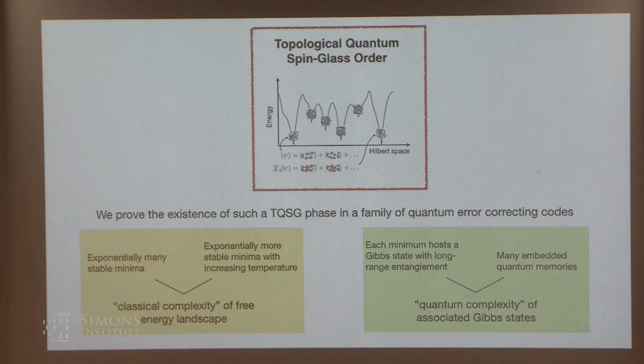But then there's also the topological part of the name, which tells you that each minimum should host a Gibbs state with long-range entanglement. I'll tell you what that means.